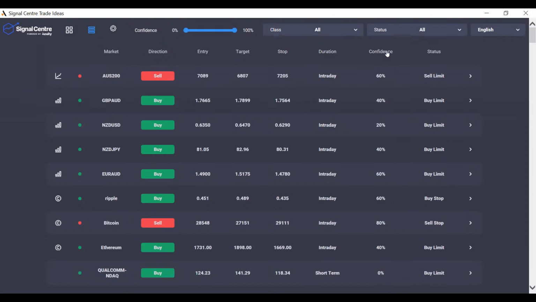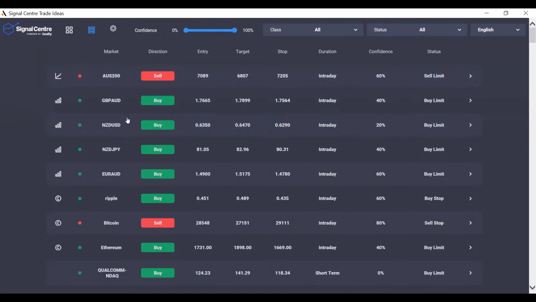So all these individual analysts would have a track record of their own trade ideas. This measures the past 10 trade ideas that they've issued, to determine the likelihood of them closing in profit. That is how the confidence level was derived. And the status is of course the different ideas like sell limit, buy limit, etc.